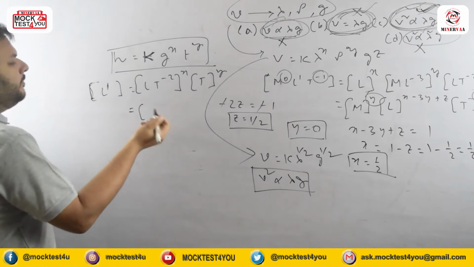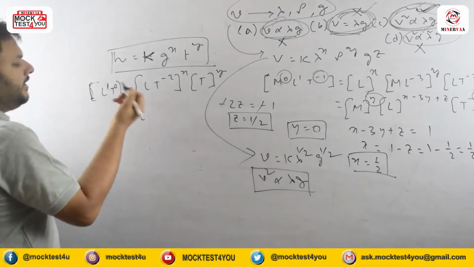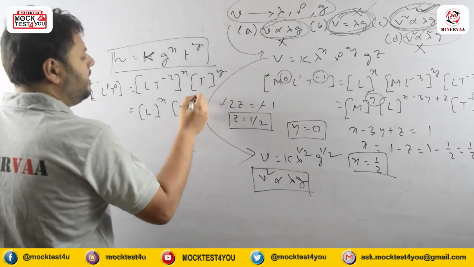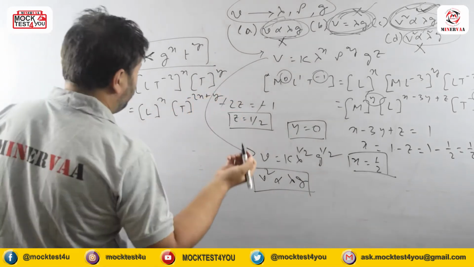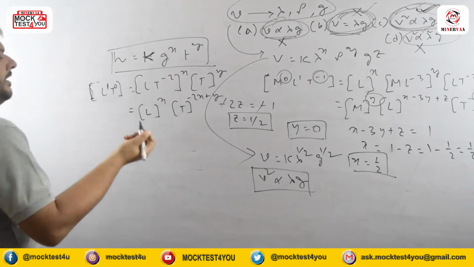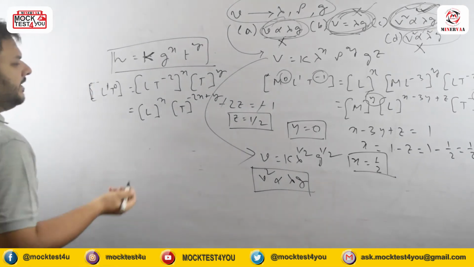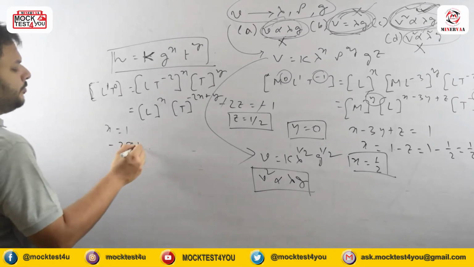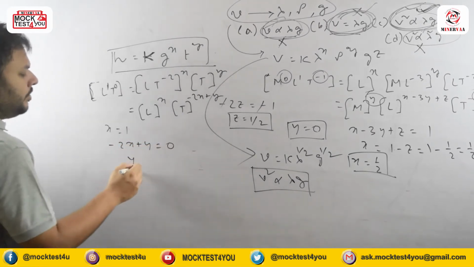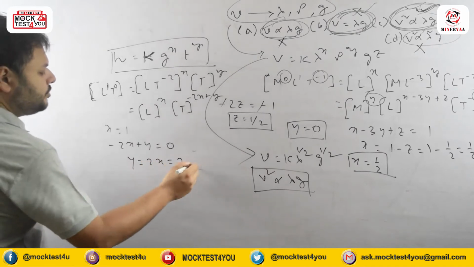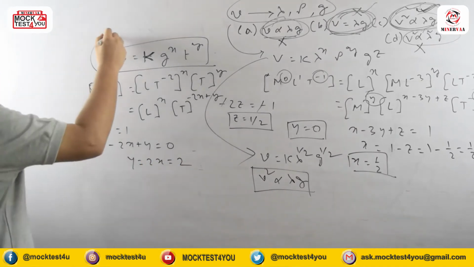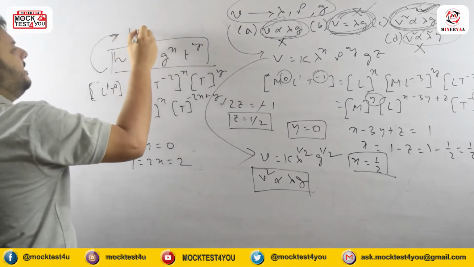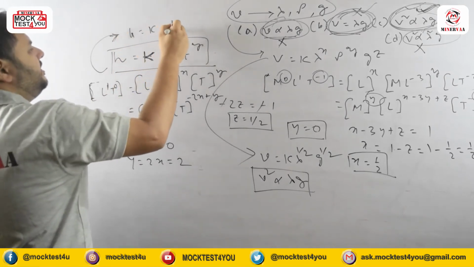So you can easily form the equation. Here t is not there, so t to the power 0, l to the power x, t to the power minus 2x plus y. So this will be the ultimate thing. Now if you compare, x equals 1. Again, if you compare, minus 2x plus y equals 0, so y equals 2x, so it becomes 2. So finally h becomes h equals k g t square.